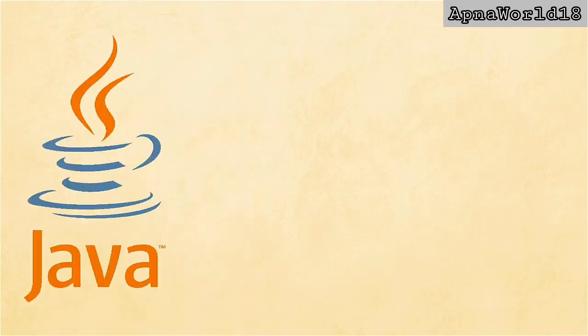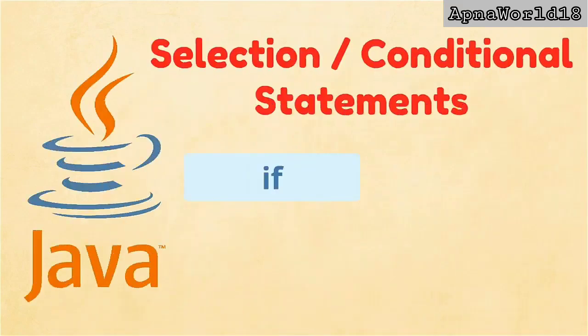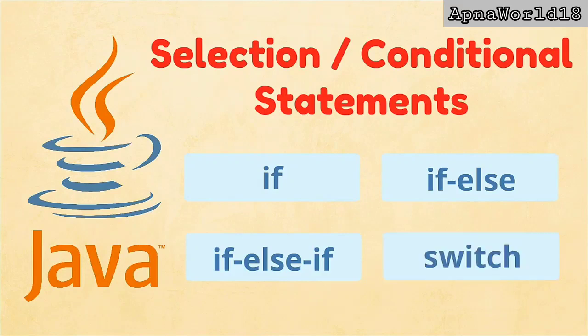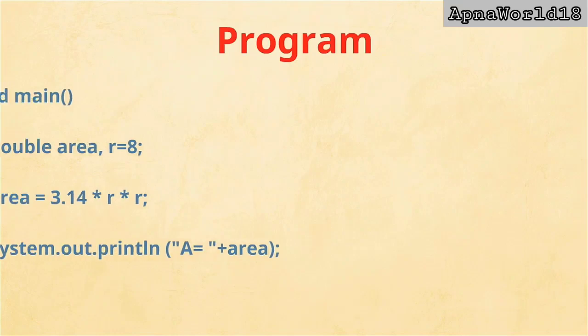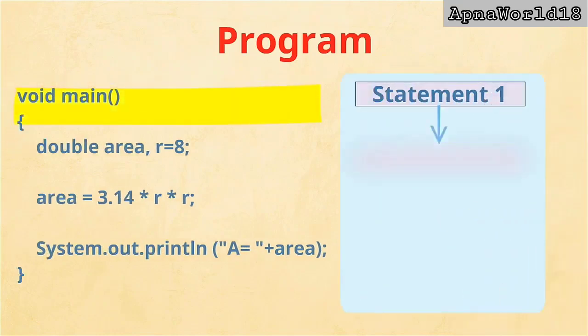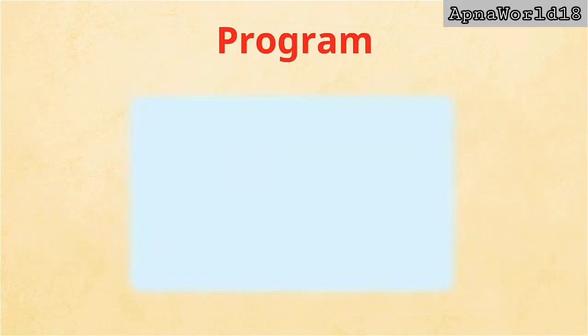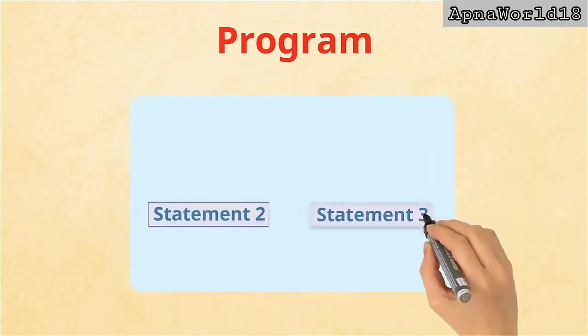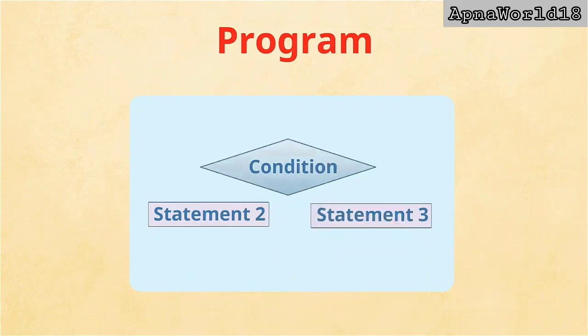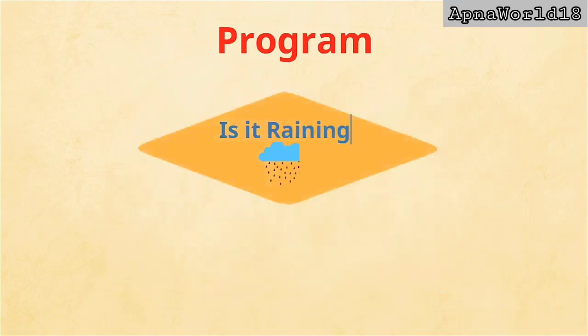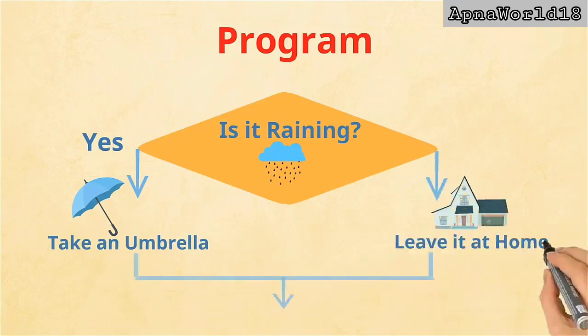Hello, in this video, we will learn how Java allows selective or conditional execution of statements. The programs we have written till now have executed sequentially, meaning statements were executed from top to bottom. However, many times it is required that depending upon some condition, some steps need to be executed or maybe skipped too. Like for example, if it is raining today, I'll take my umbrella, otherwise I'll leave it at home.